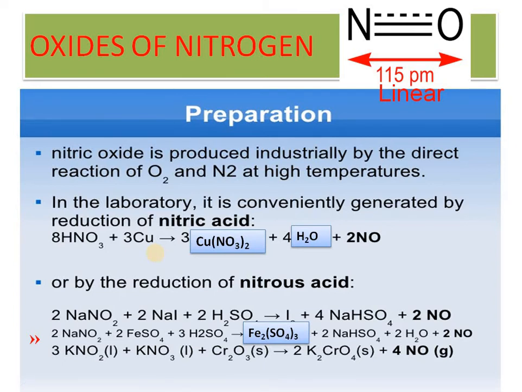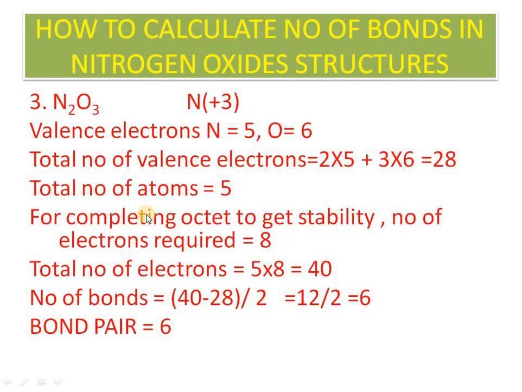3 Cu plus 8 HNO3 dilute. Please remember that it is dilute. Otherwise, if you are using concentrated, NO2 will be produced. Copper nitrate plus water plus NO. Further, there are other reactions, but they are not a part of our syllabus. So you can focus on either this reaction 1 or this reaction 2. That's all. Okay.